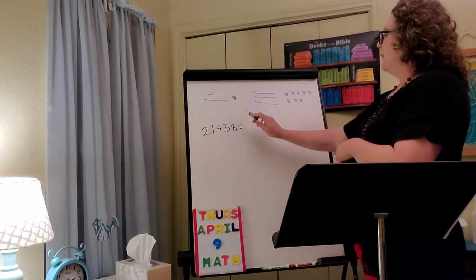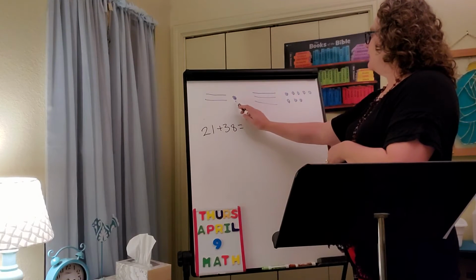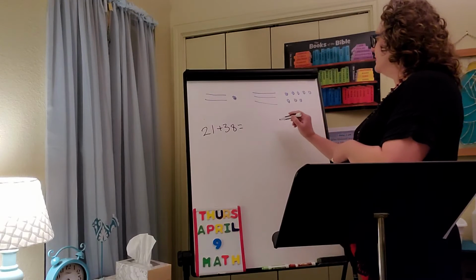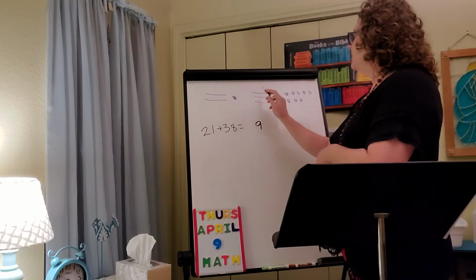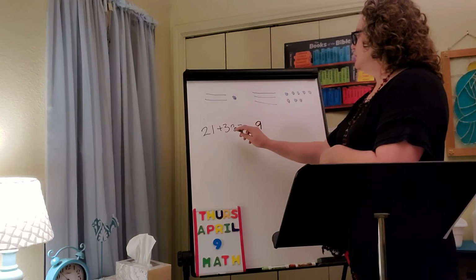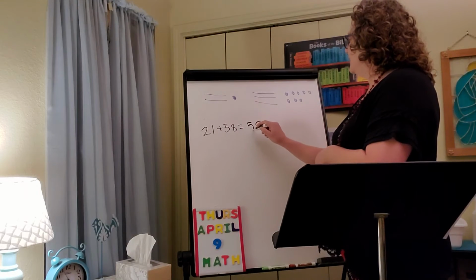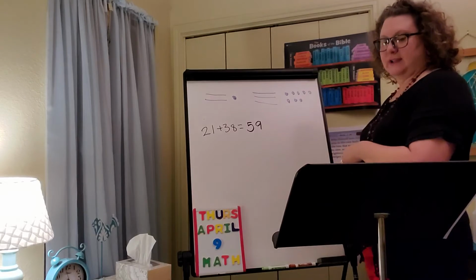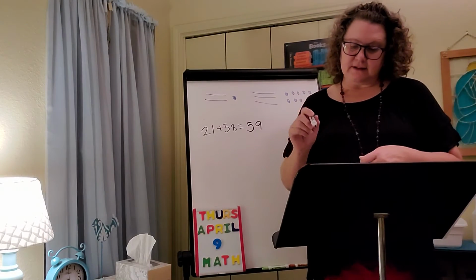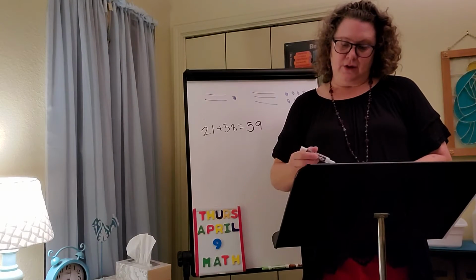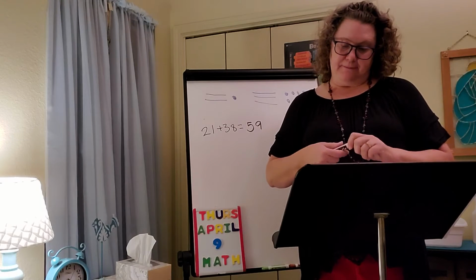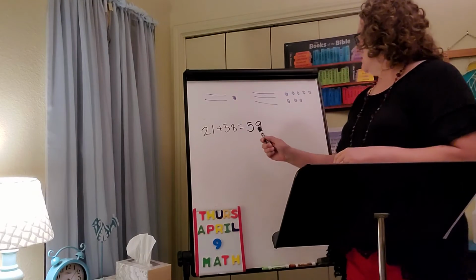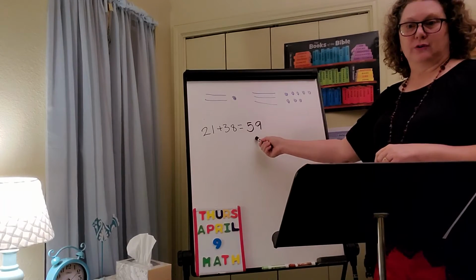So I'm going to start with my ones, and 1 plus 8 is 9. And 2 tens plus 3 tens is 5 tens. So my answer is 59. And my sentence that I should have underneath should be something like, Patty and Alexa counted 59 flowers.